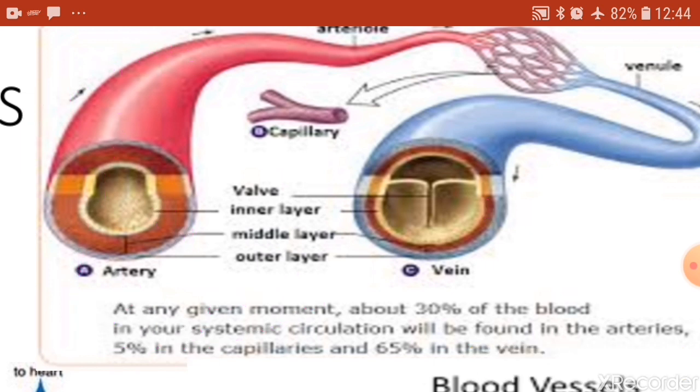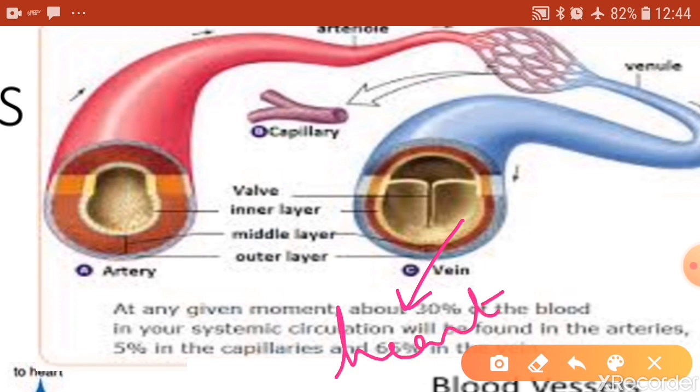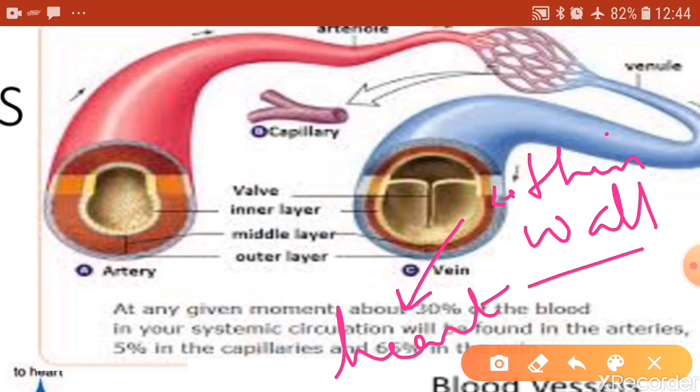Whereas the veins, their role is just to collect the blood from different parts of the body and get it to the heart. And because of this, as the blood flows slowly through the veins, they have a thinner wall. The wall of the vein is quite thin. Veins have a thin wall, right?